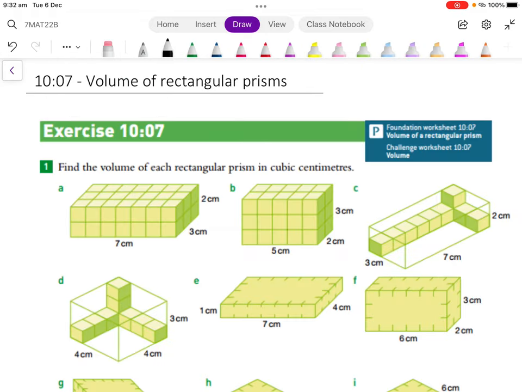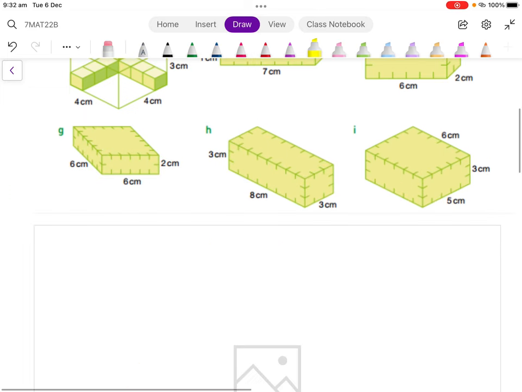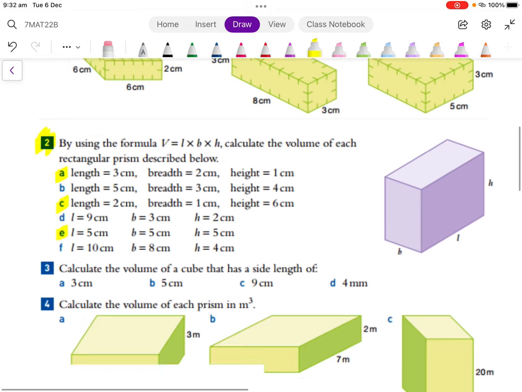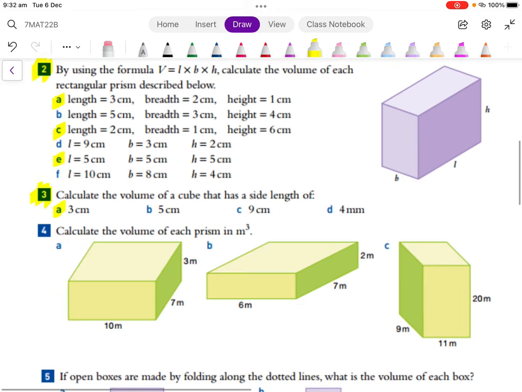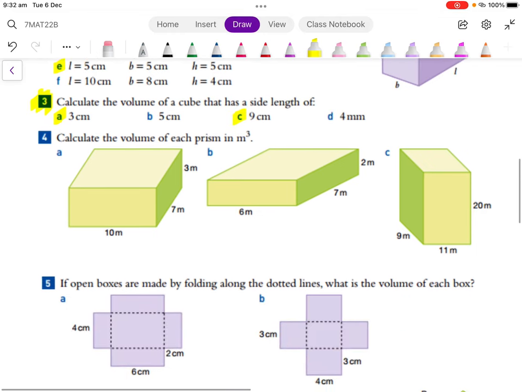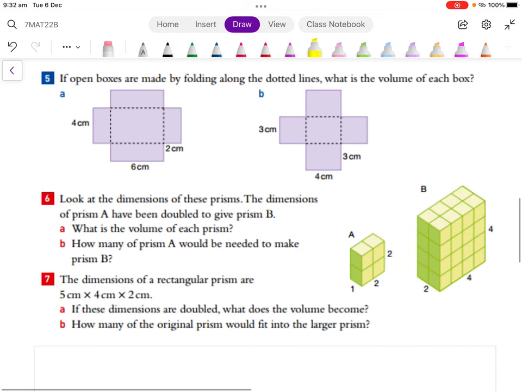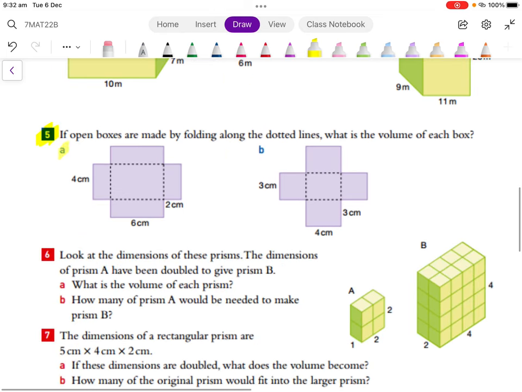And then you're going to go and have a go at exercise 10.07, and you're going to have a go at question 1, A, B, C, D, E, F, G, H, I. Question 2, you're just going to do A, C, E. Question 3, you're going to do A and C. Question 4, A, B, C. And question 5, you can have a go at A and B.